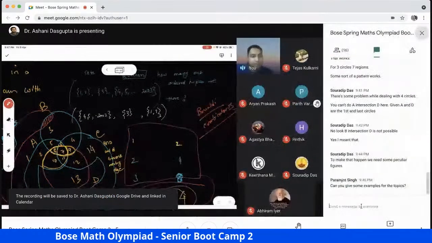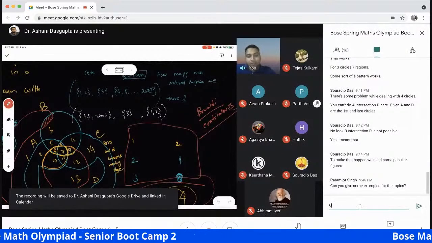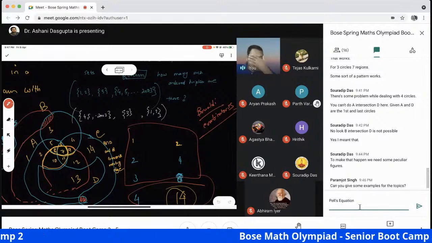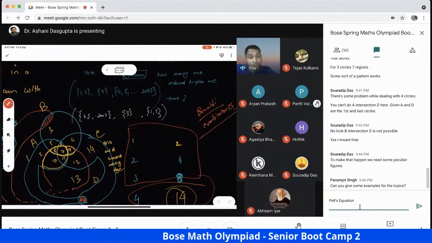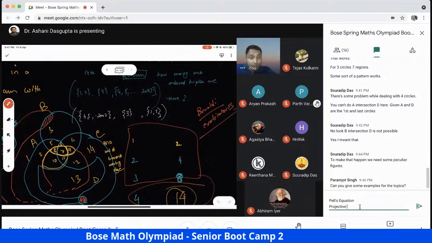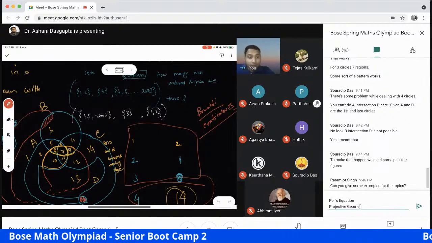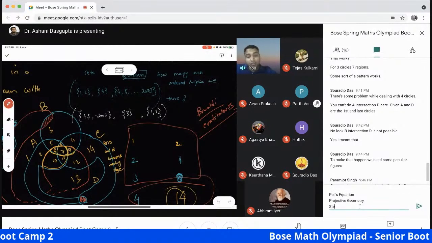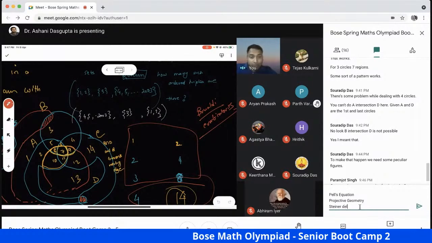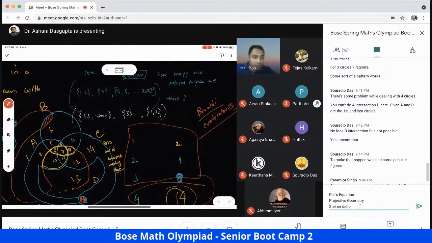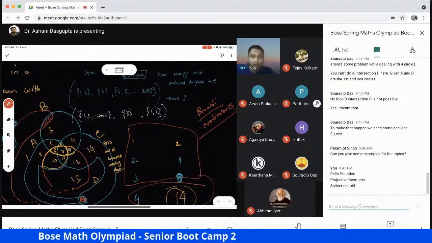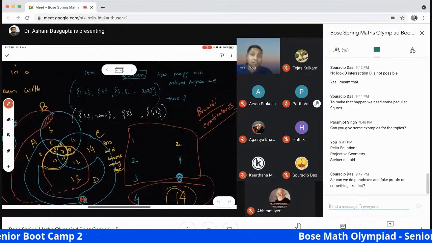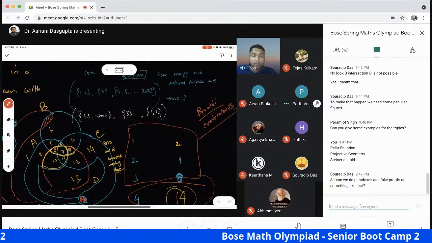Yeah, so some example topics are Pell's equation, another example is projective geometry, another example is Steiner deltoid. I mean, these are some of the cool things that I can remember off the top of my head, but you can obviously find out more. There are many beautiful ideas in mathematics.